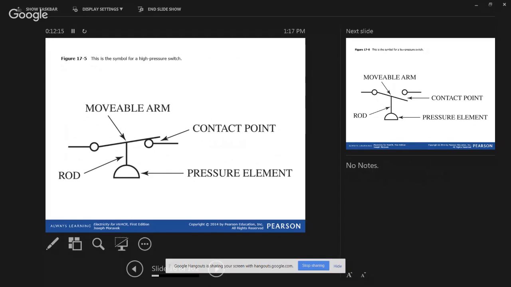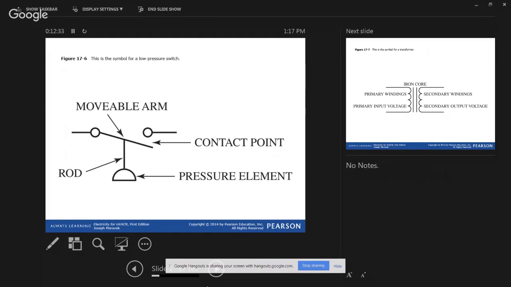I agree. This is a pressure switch. As the pressure increases, we're going to move the rod up, and the movable arm is going to open up the contact there. What do we got here, Daniel? I agree. This looks like a close-on rise right here. As the pressure increases, it's going to move the switch arm up and close the contactor there.